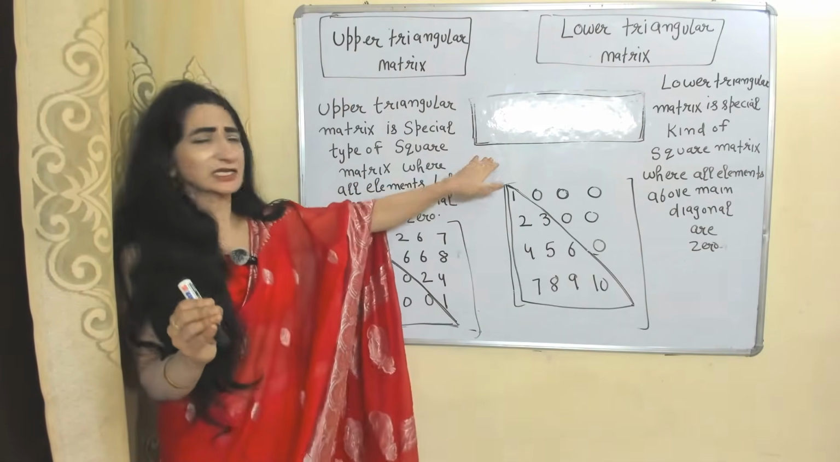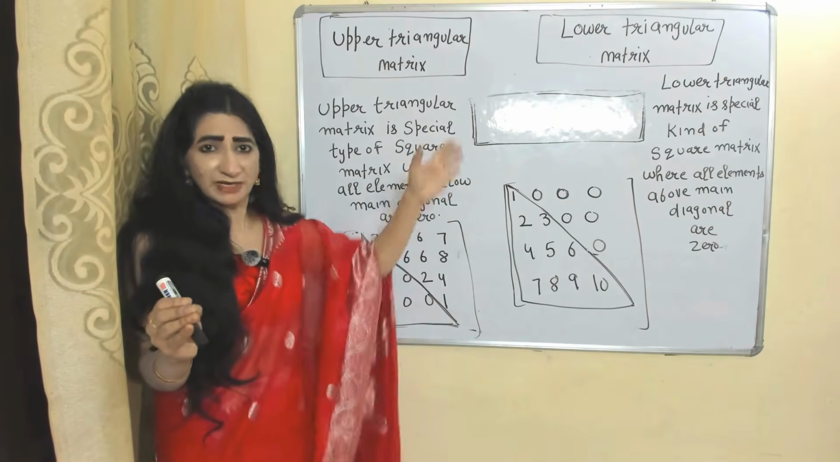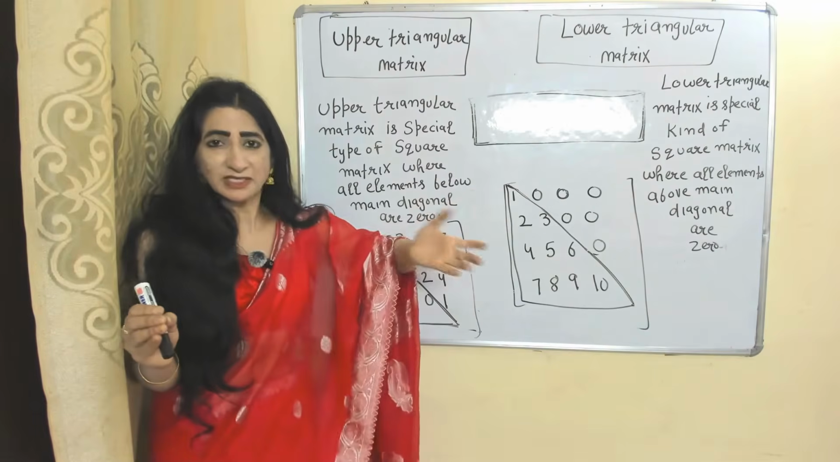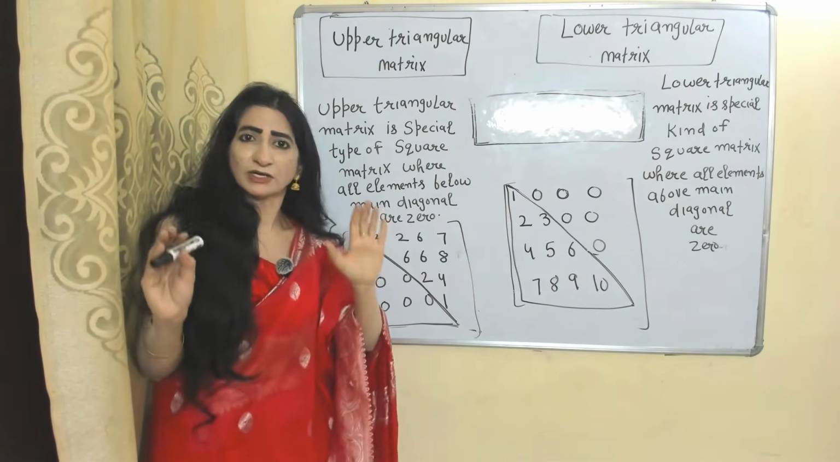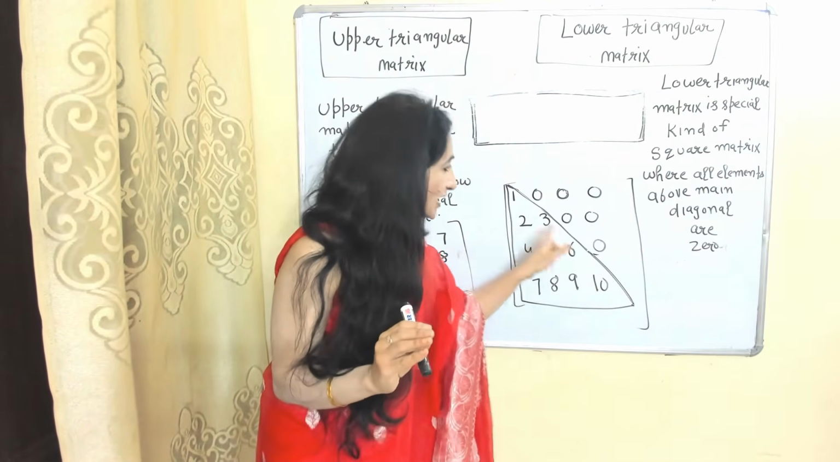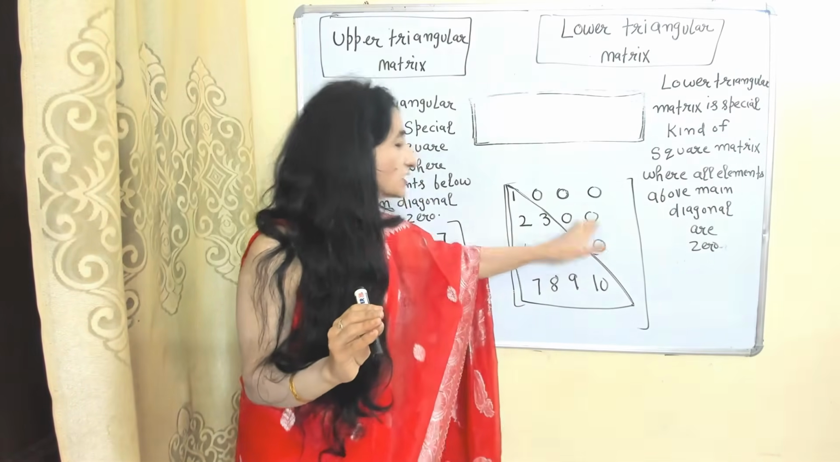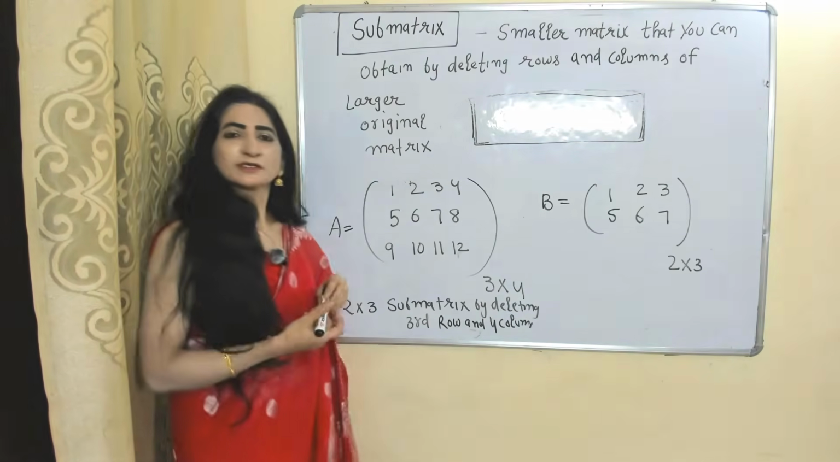On the other hand, in case of a lower triangular matrix, this is also a special kind of square matrix where all elements above the main diagonal are equal to 0. So here you can see this is our main diagonal and all elements above the main diagonal are equal to 0. So it will be called a lower triangular matrix.